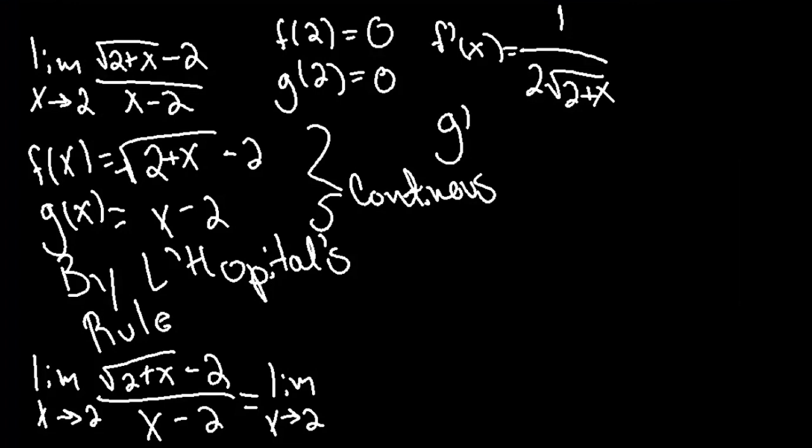So then we do the derivative of g of x. And we know that the same thing we applied inside of f of x, we'll apply to g of x, which is going to be equal to 1.